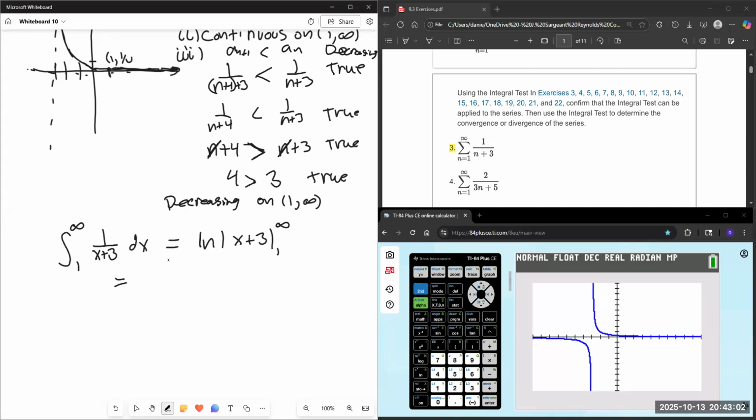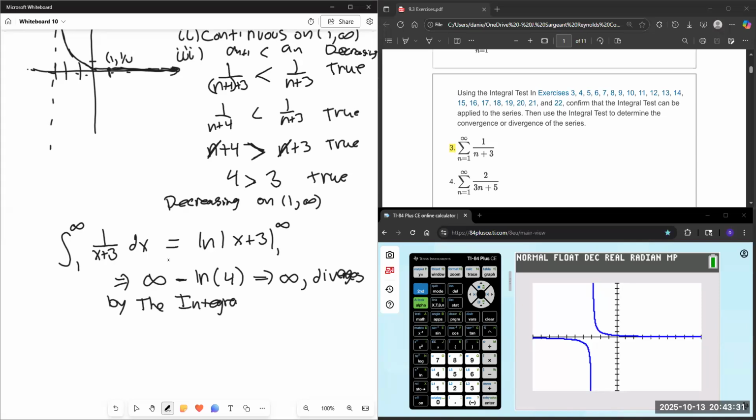So the limit as x goes to infinity of ln of the absolute value of x plus 3 is infinity, minus ln of 1 plus 3, which is 4, and infinity minus any finite number is going to go to infinity here, and the integral diverges. And it diverges by the integral test.